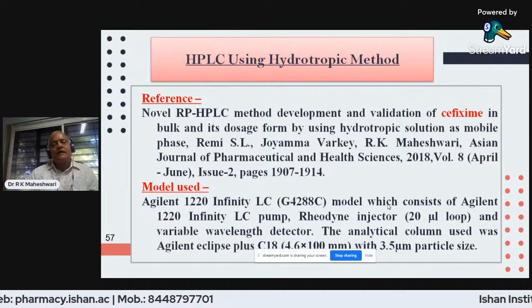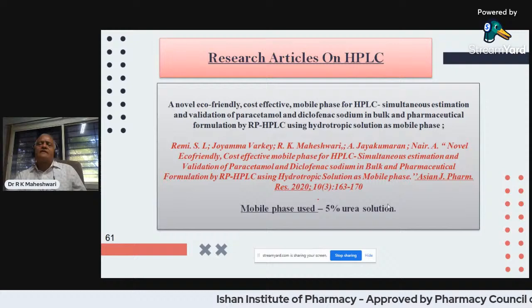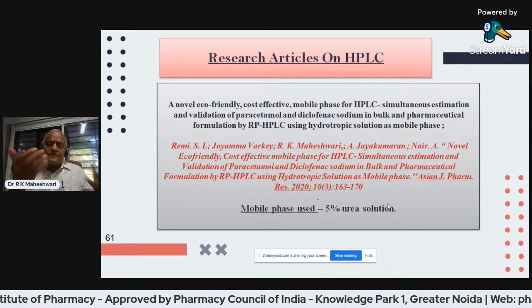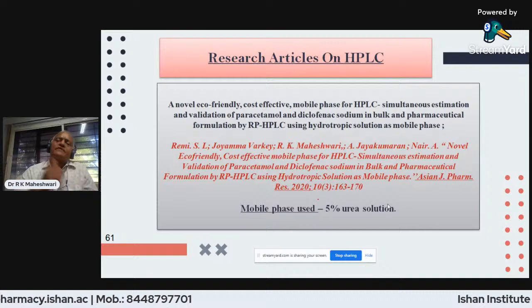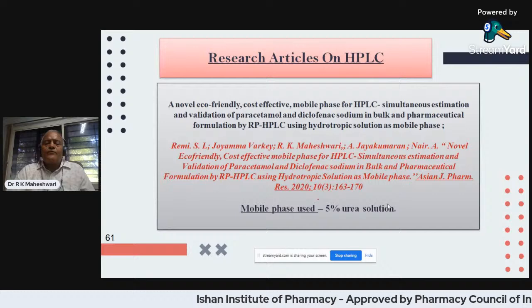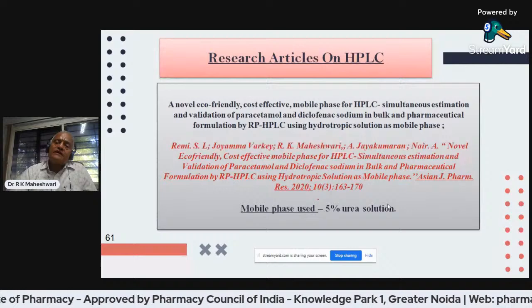Now, there were some drawbacks in this paper; some very decent parameters were lacking in this research. But in this second paper of Remy Madam, she analyzed tablets containing two drugs, paracetamol and diclofenac sodium, simultaneously. These tablets were analyzed by reverse phase HPLC using a 5% aqueous solution of urea as the mobile phase. The published paper reference is there.